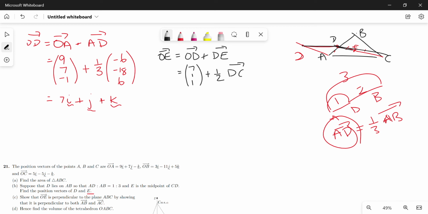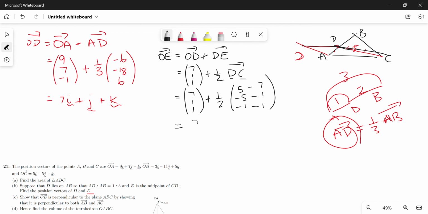Now, do we have DC? Perhaps not. But we have C and we have D. So we know, I'll just do it straight here. So I'll take the C position and subtract the D position, which is 7, 1, 1. Did I just say that wrong? So I'll take the C and subtract the D. Hopefully I said it right that time. Take the C and subtract the D. Okay, so what have we got there?